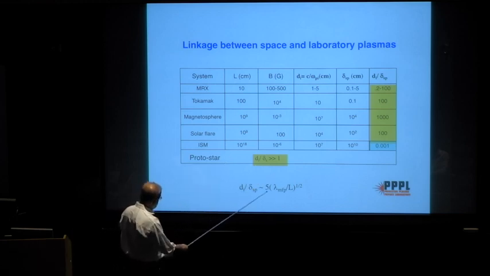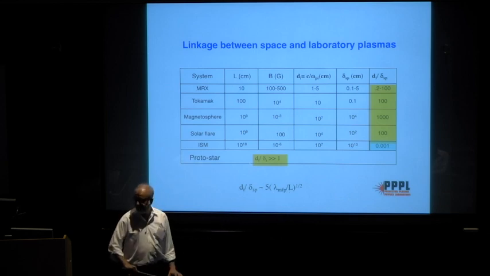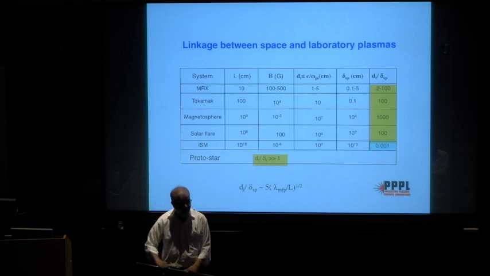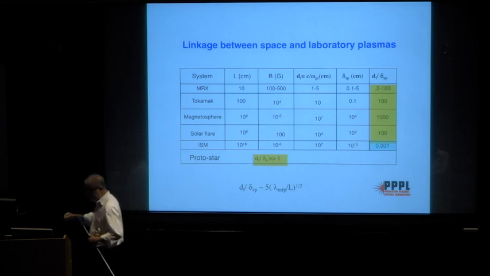But this tells you the story, lambda mean free path over L. If you go to collisionless systems where lambda mean free path over L is becoming larger and larger, the Hall effects and the pressure gradient terms are going to become more and more important. And so it's just a continuum of things.